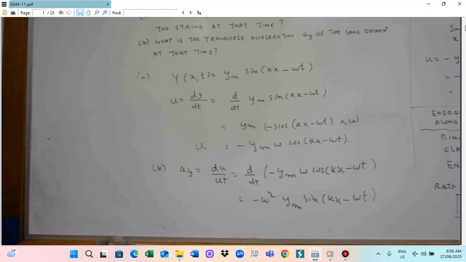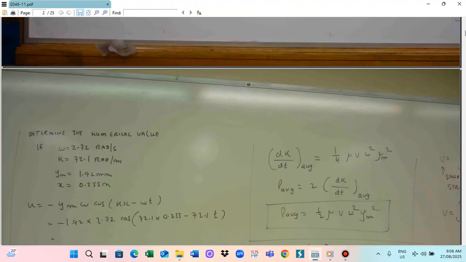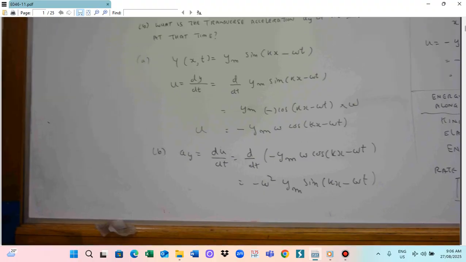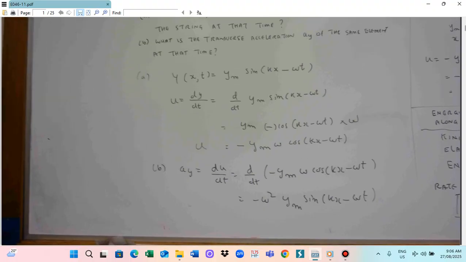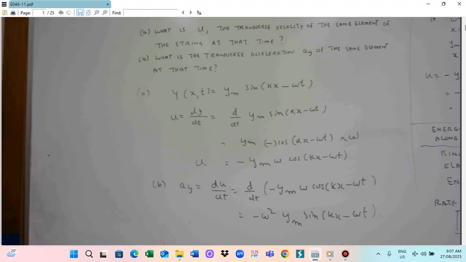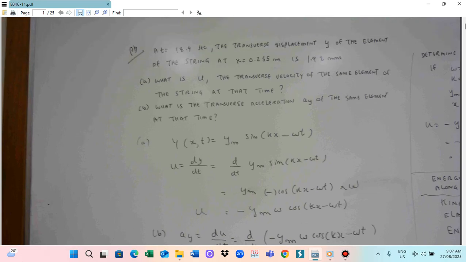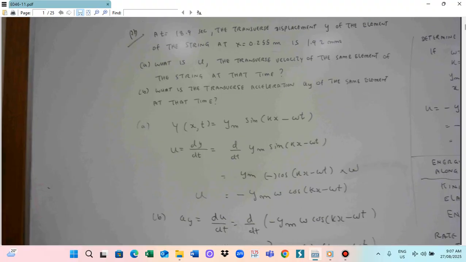Okay, so y maximum also has to be given in the problem. At 18.9 seconds, the transverse y is already given here. So u can be calculated by this equation. At 18.9 seconds, the transverse y of the string at 0.245 meter is 1.92 millimeter. So what is u? We calculate u using this equation.